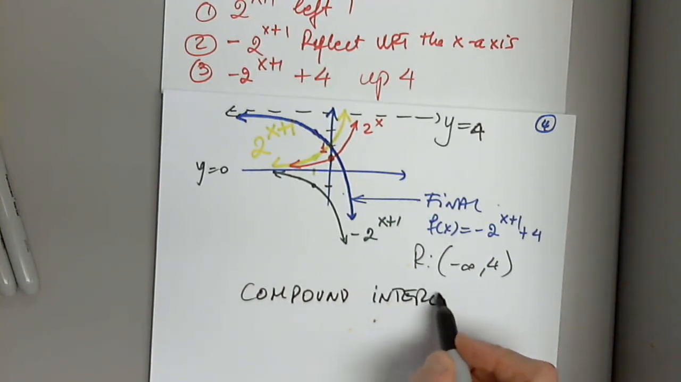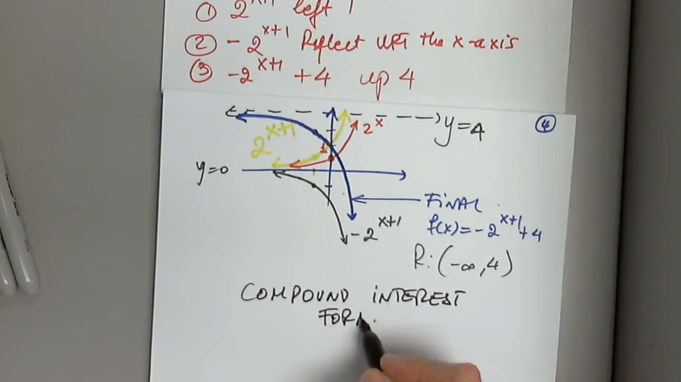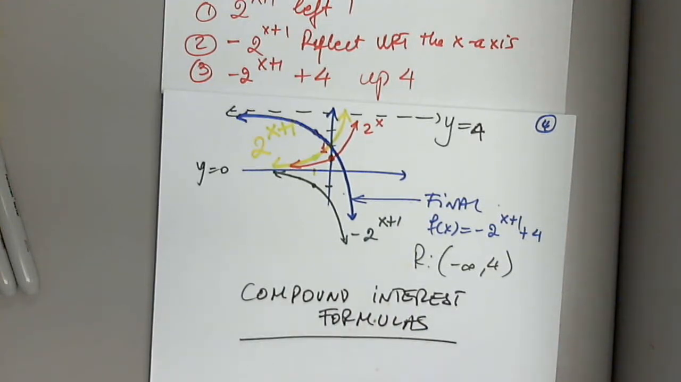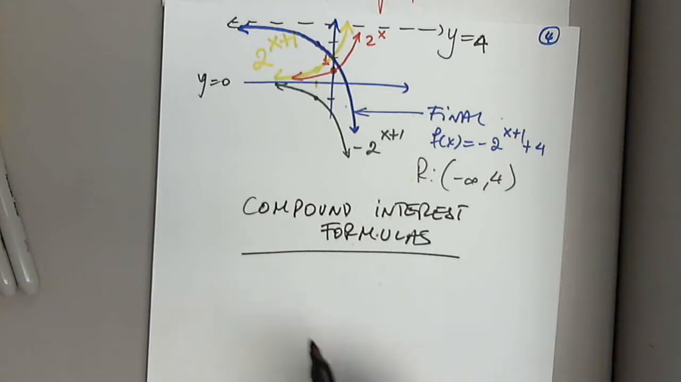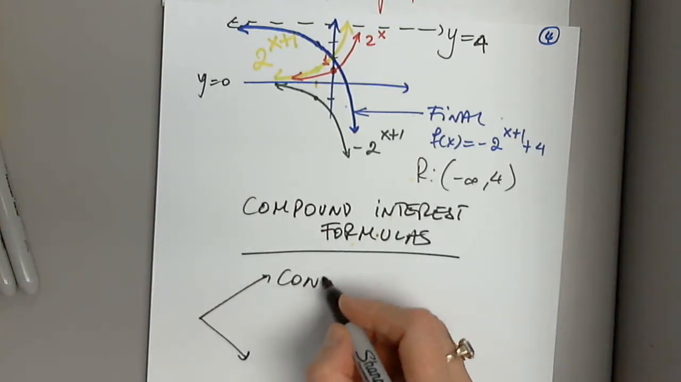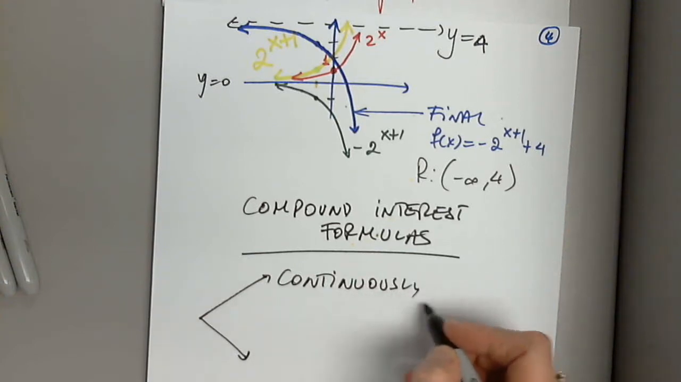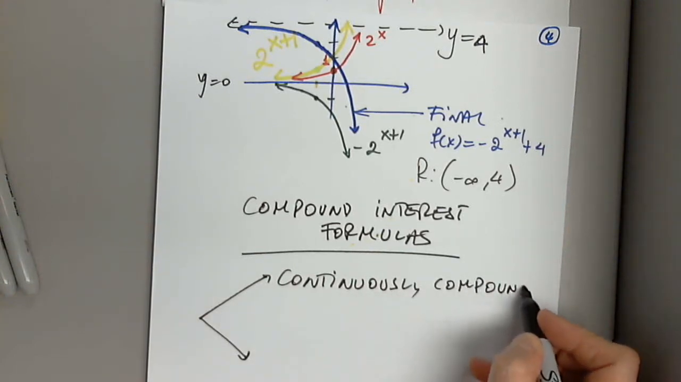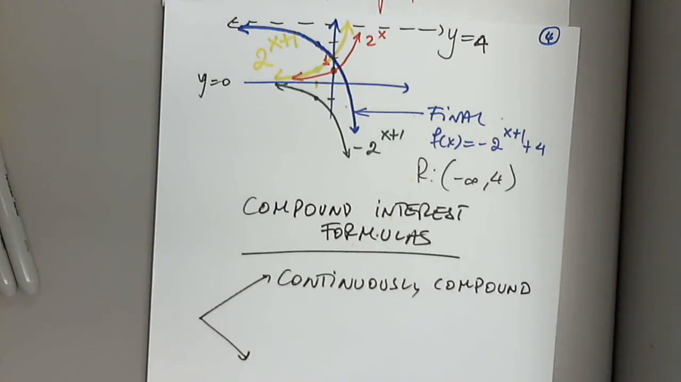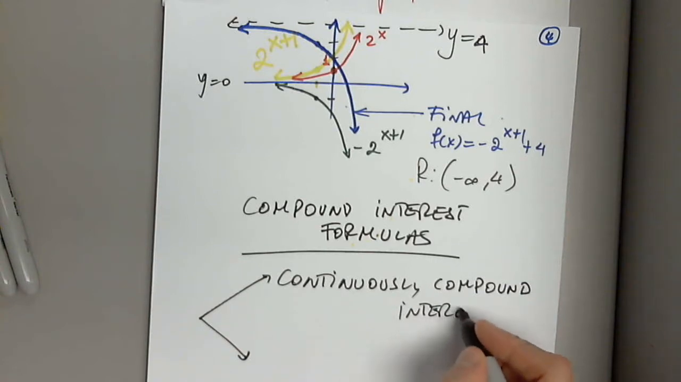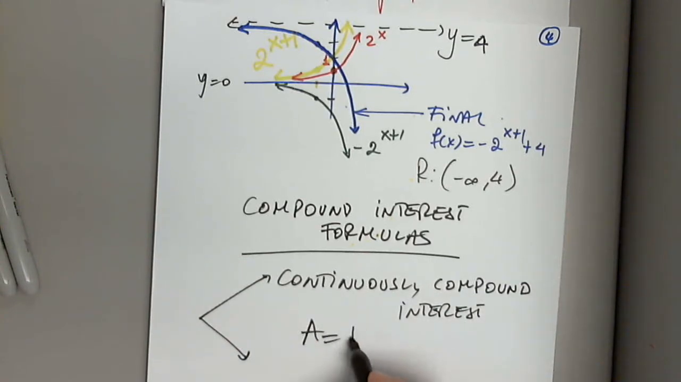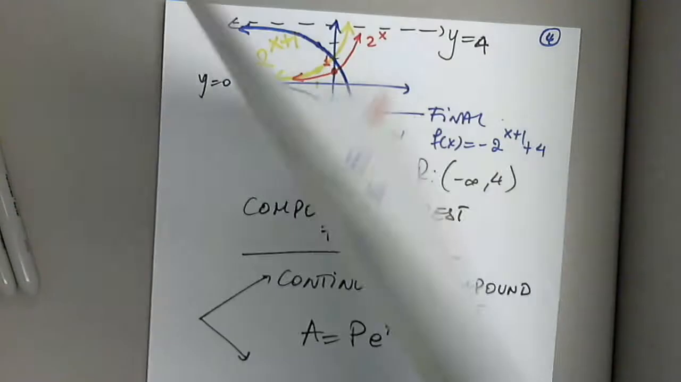Okay, so let's look at compound interest formulas. They will be given to you. You do not have to memorize them. There are two kinds. One, continuously compound or recalculated. Continuously means every second. Continuously compound interest. The formula is A equals P e raised to the power r times t, lowercase r times t.